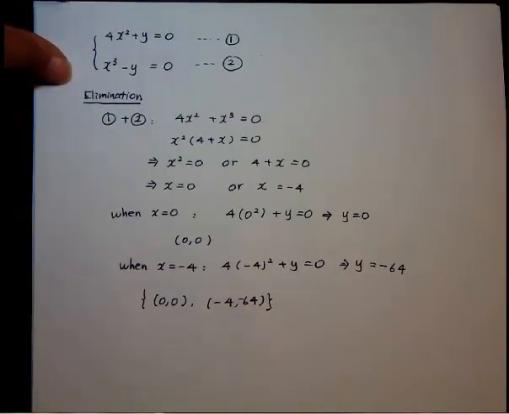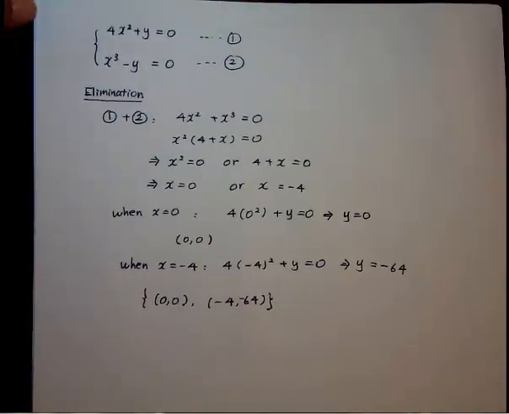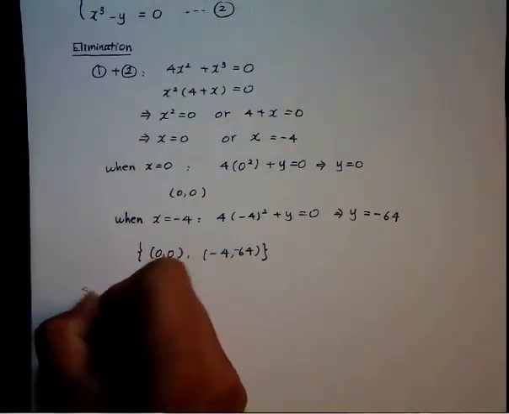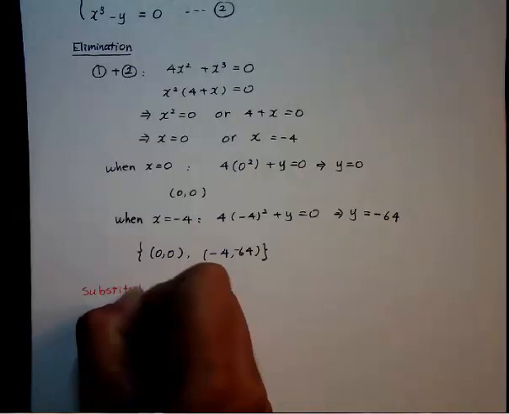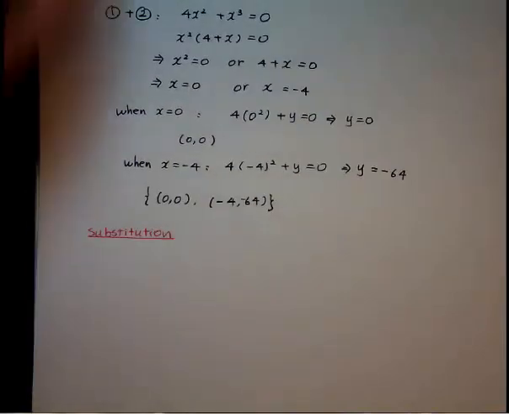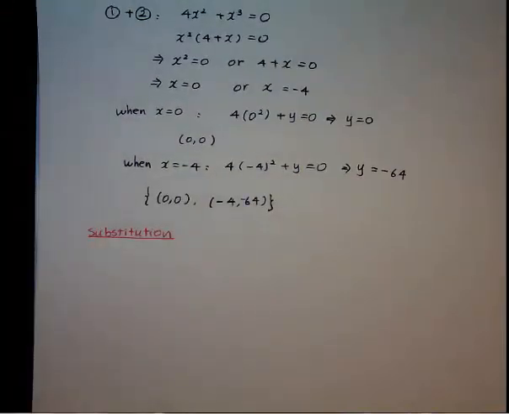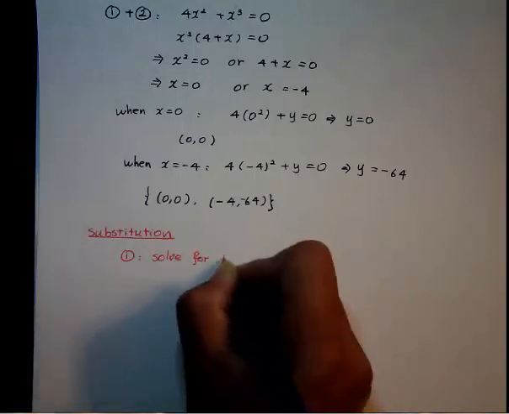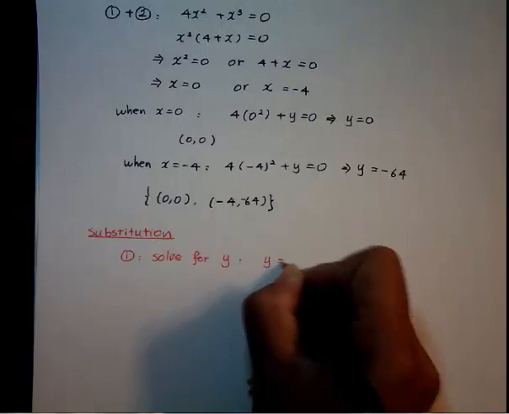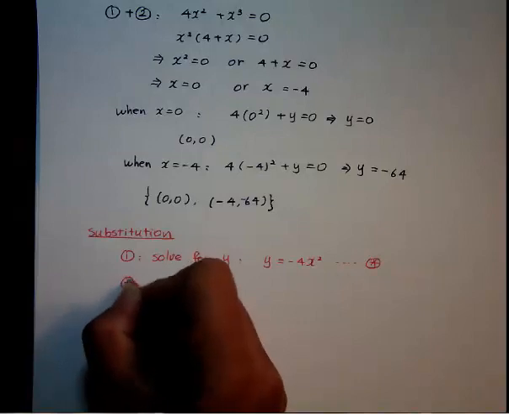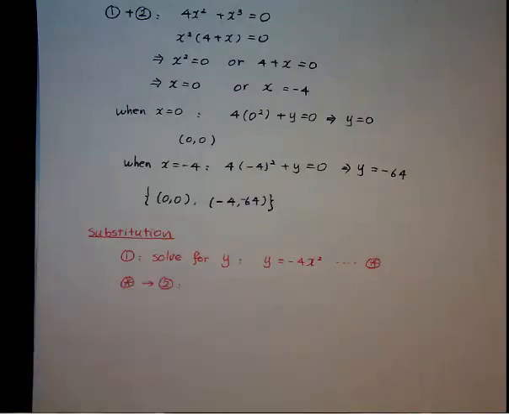For this problem, indeed, you also can use the substitution method. Let's take a look at how that works. If I use the substitution method, I need to use one equation to solve for one variable. Maybe I use equation 1 for y, because y only has a power of 1, right? So y is equal to -4x squared. I'm calling this equation star. Equation star comes from equation 1, so I need to back substitute into equation 2.